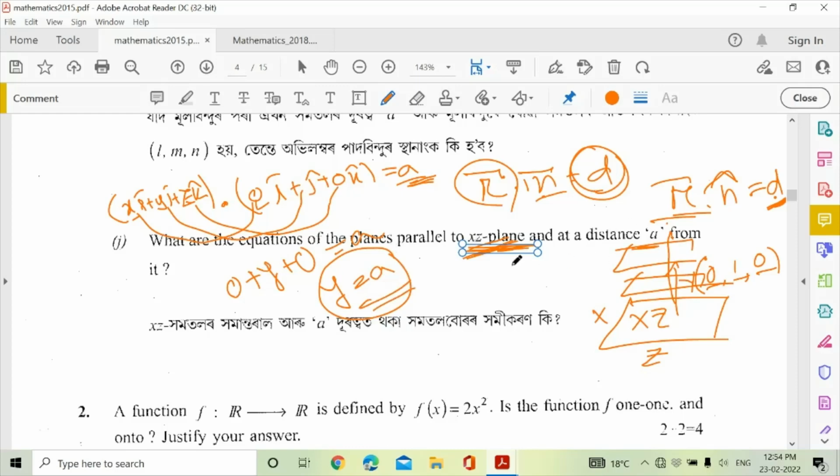So y is equal to a is the equation of the plane which is parallel to the xz plane, at a distance of a from it. Thank you so much for listening to the video. Just go through it, and if you have any doubt then obviously you can message me.